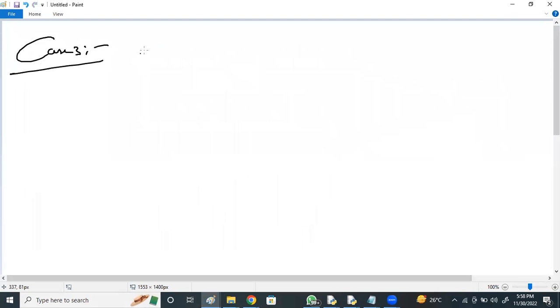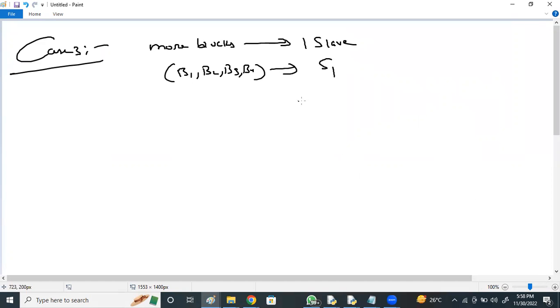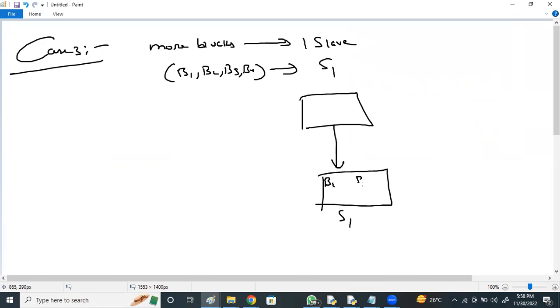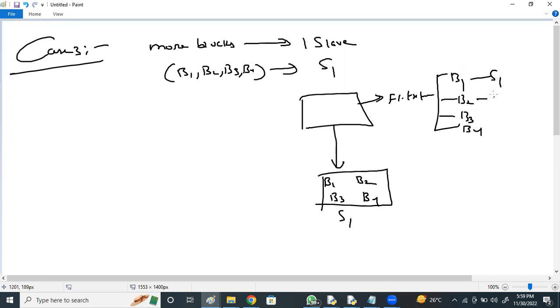Case 3: more blocks are there, but only one slave is available. For example, B1, B2, B3, B4, 4 blocks, only one slave, S1. Think this is the master and these are the slaves. Here f1.txt is divided into 4 blocks, B1, B2, B3, B4. B1 is stored in slave 1 only, B2 in slave 1 only, B3 in slave 1, B4 also in slave 1.